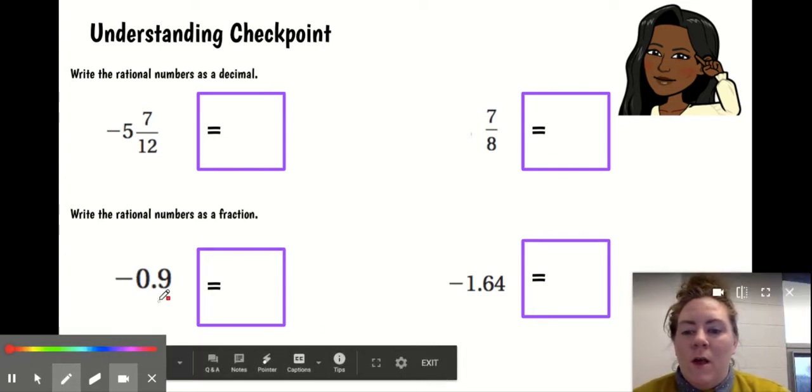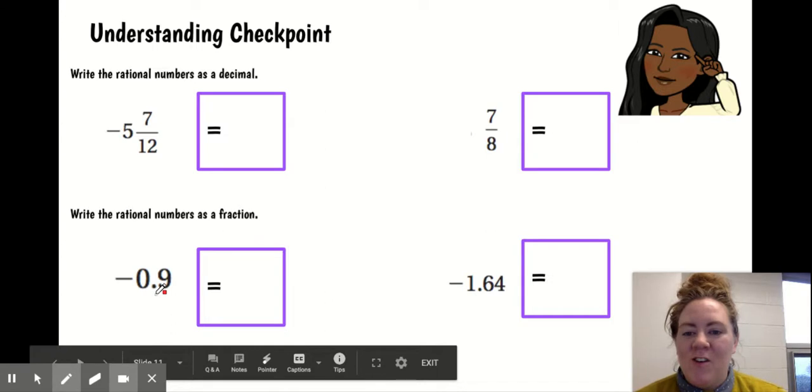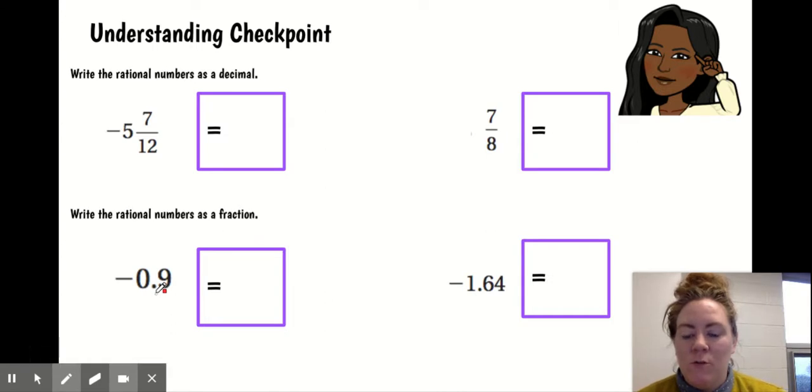So, looking first at decimals to fractions, remember to look at what place value it is in. I see that this is in the tenths place value, so I know that this would be -9 over 10. No simplifying necessary. That's my final answer.